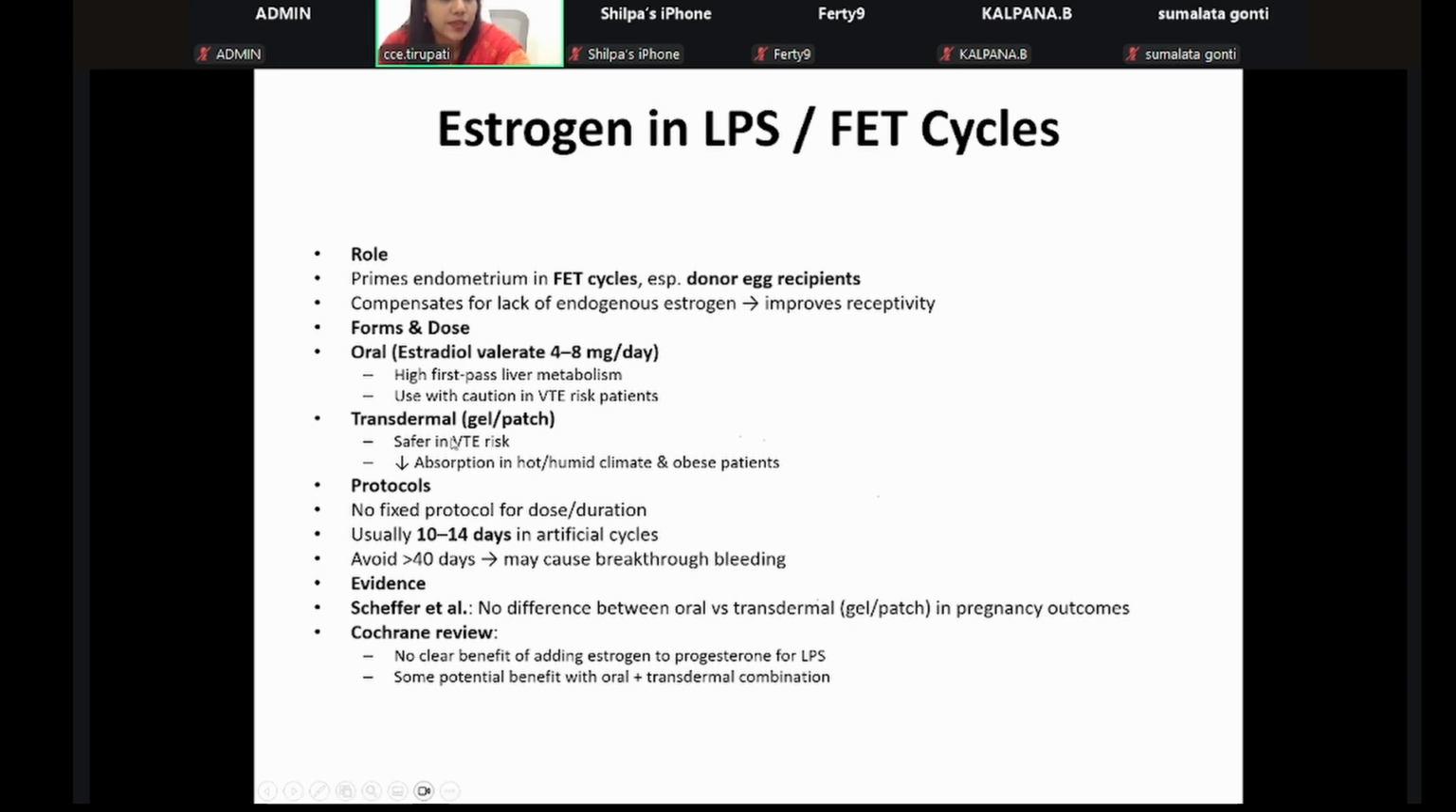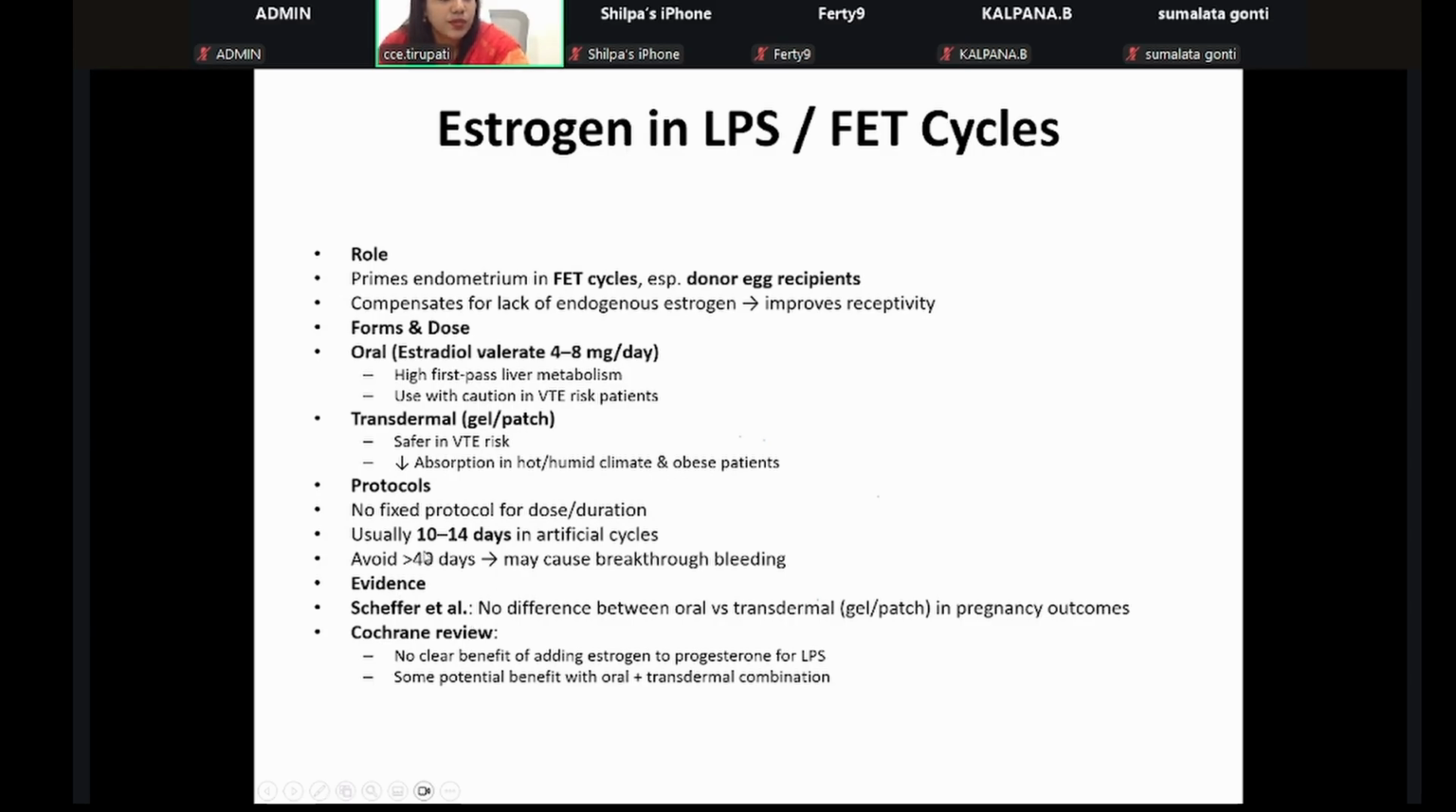It can be used as transdermal gel or patches. But in hot and humid climates, the absorption is less with the transdermal route alone, so we can mix oral as well as transdermal routes. There's no fixed protocol; we do it according to the patient's endometrium. If it is thin, we start with a high dose. If it is normal, we can start with 2 mg TDS.